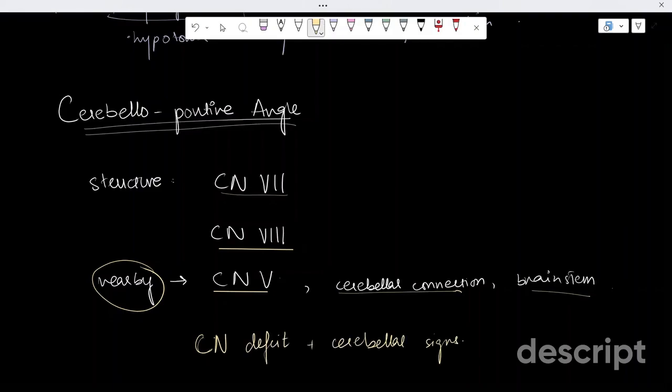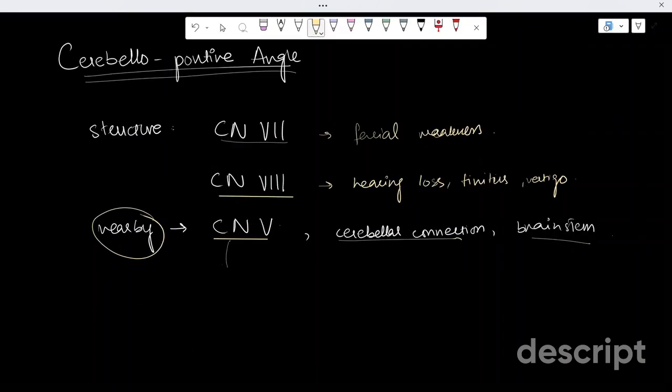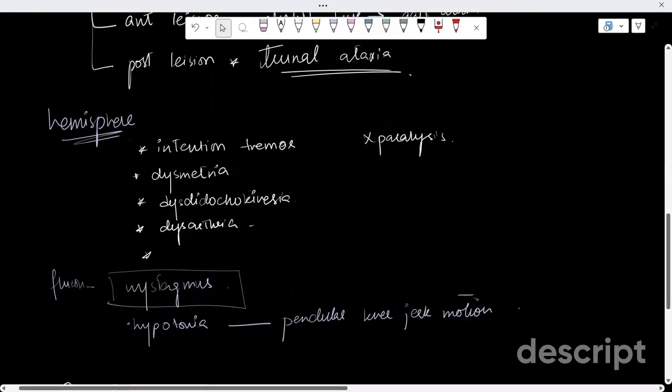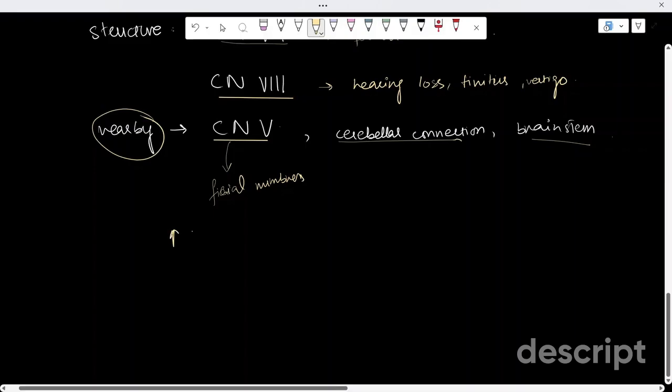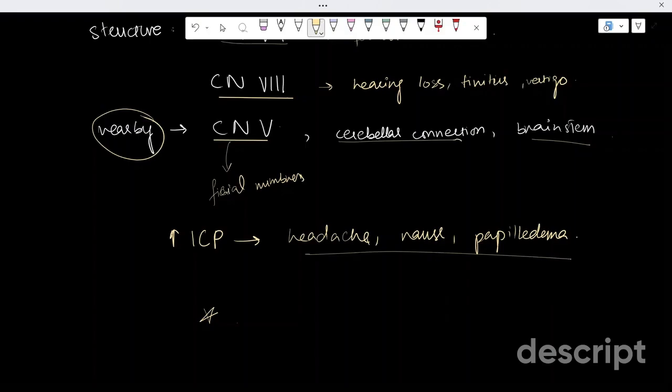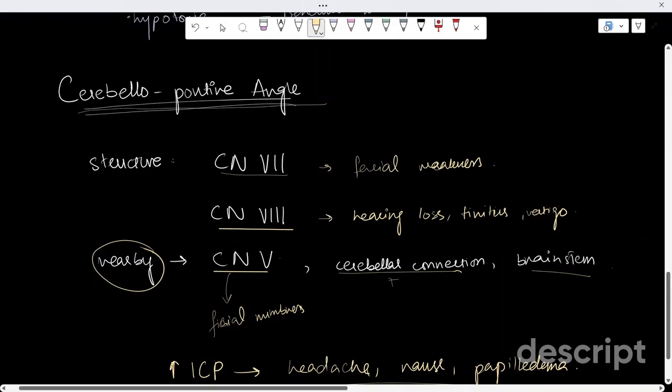If it is disturbing the facial nerve, there will be facial weakness. For 8th cranial nerve, as it is associated with hearing, there will be hearing loss, tinnitus, or vertigo. Now, if there is a lesion affecting the trigeminal nerve, there can be facial numbness. For cerebellar, we can have the different cerebellar signs, which can be a gait ataxia, intention tremors, etc. Other point is if there is raised intracranial pressure, it can result in headache, nausea, and papilledema. So any MCQ mentioning any of these signs, especially with this cerebellar connection issues, the lesion will always be in the cerebellopontine angle.